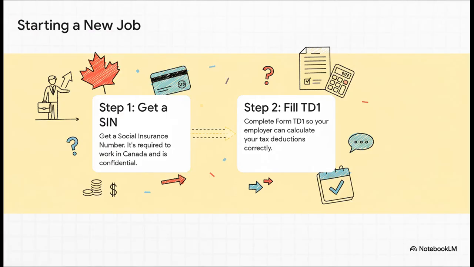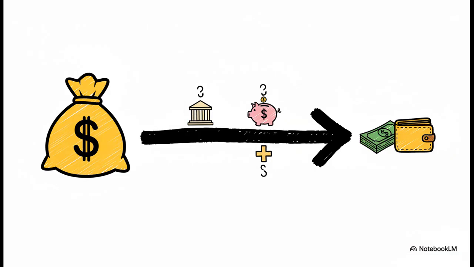So before you even see your first dollar, there are 2 really important steps you got to take. First up, you need a social insurance number, or SIN. Think of it as your personal ID for the government. It's confidential, and you absolutely need one to work in Canada. Second, you'll fill out something called a TD1 form. This form is super important because it's how you tell your employer how much tax they should be taking off your pay.